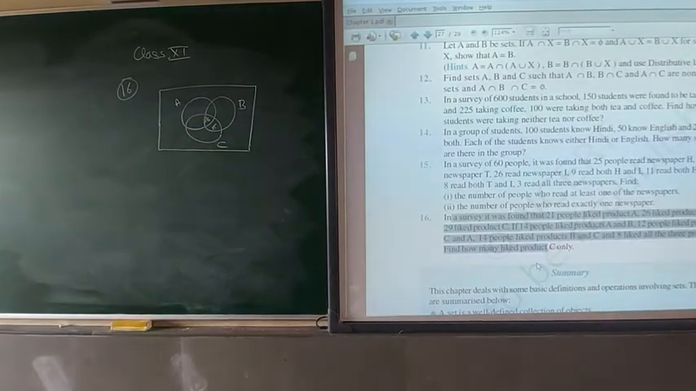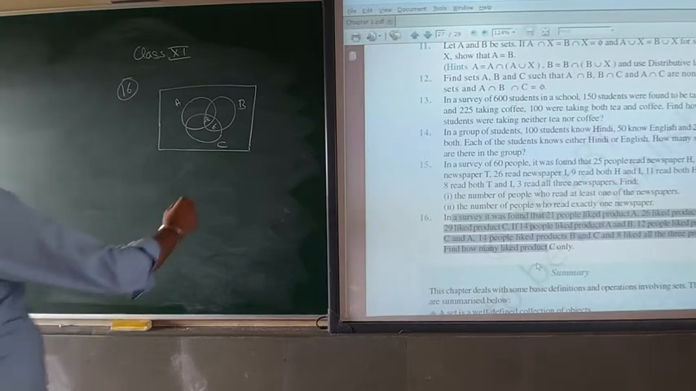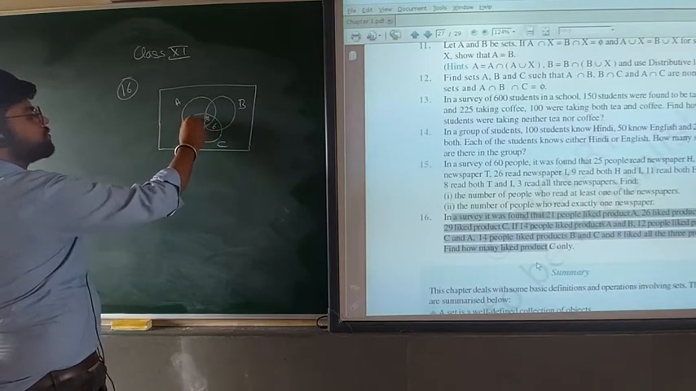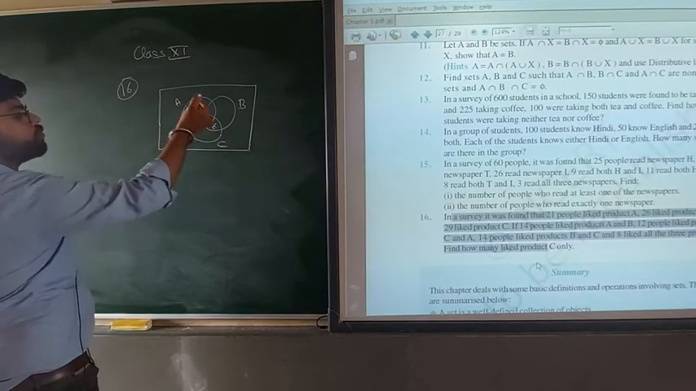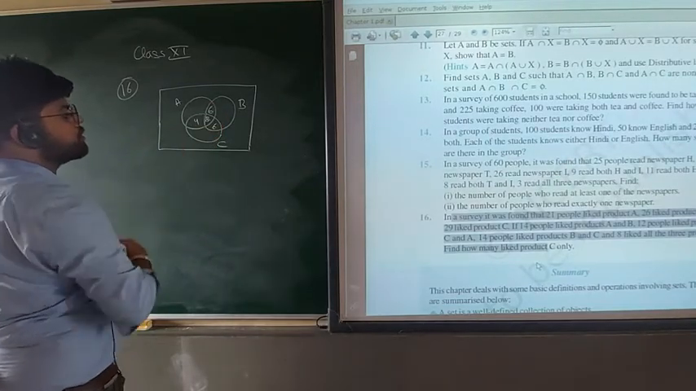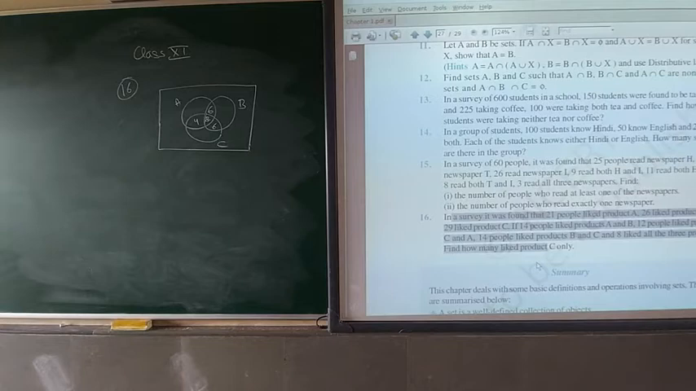And after that, 12 people like C and A. 8 are already there, so how much is left? 4. 8 plus 4 is now 12. And same, 14 are A and B, so here also 6. Okay.